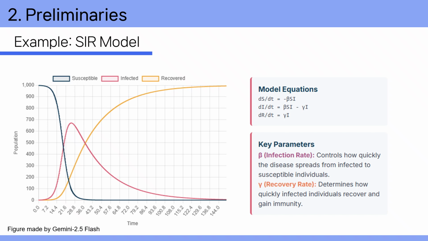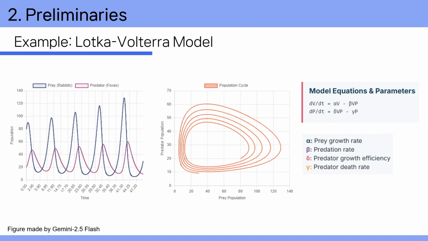Let's look at an example. The SIR model, which describes how an infectious disease spreads. By solving a SIR model, we can predict how the numbers of susceptible, infected, and recovered individuals change over time. Another simple example is the predator-prey model, which describes the dynamics of two species interacting within a biological system.